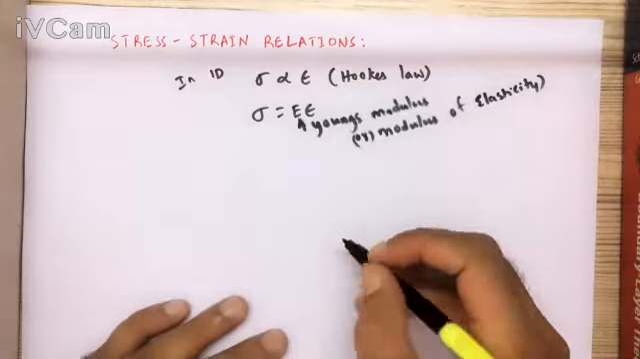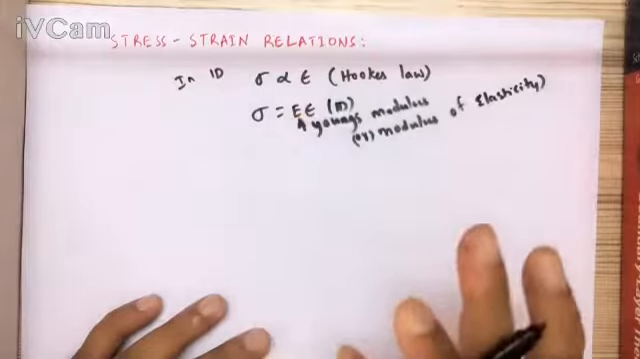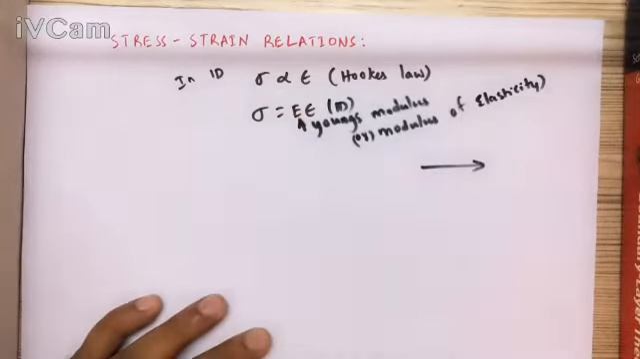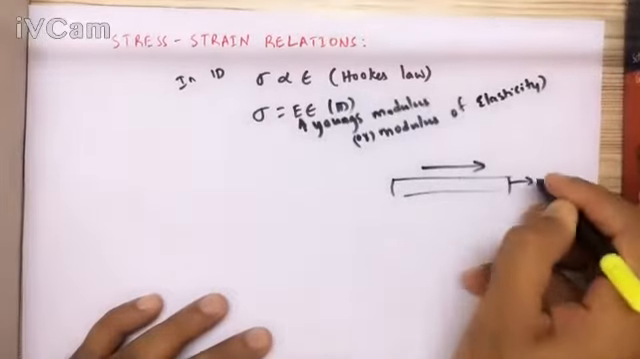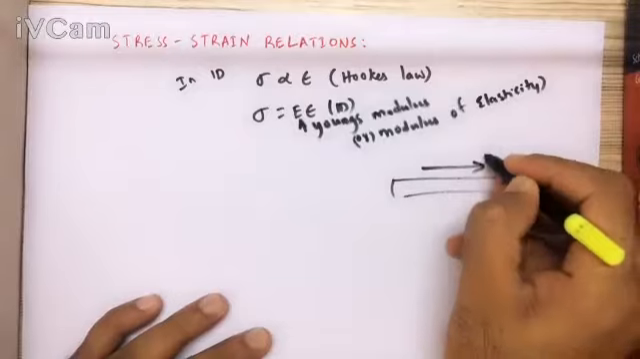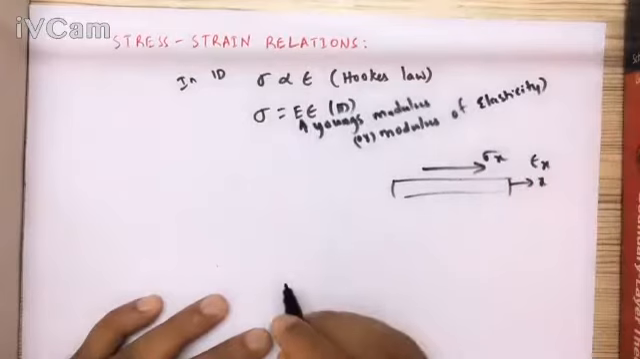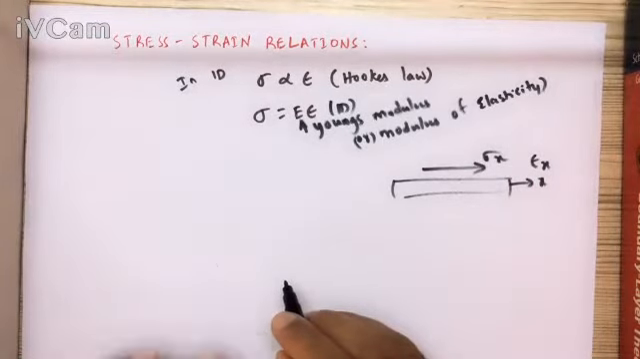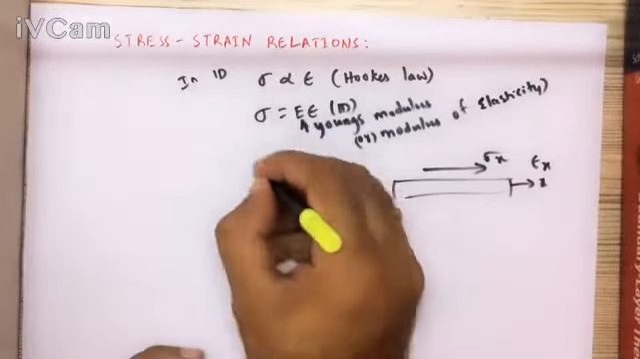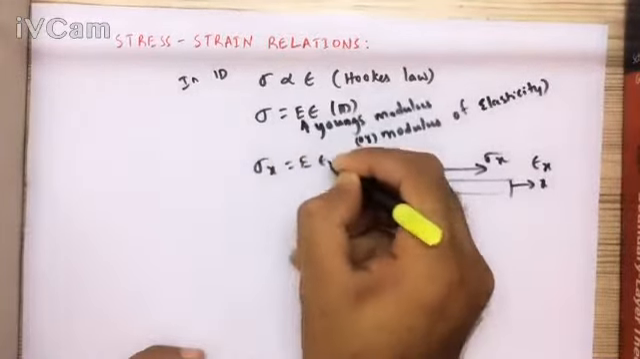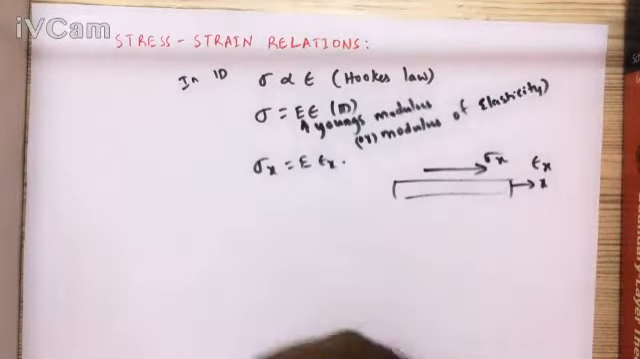Fine. Now this is for 1 dimension. Remember, this is for 1 dimension, because in 1 dimension you have only one direction. So if you have a simple bar like this, then stress will be in x direction. Let us say this is x direction, so this is sigma x. So corresponding to this stress, you will have strain denoted by epsilon x. Is that clear? So I can also write this as sigma x is equal to E into epsilon x, and this is only 1 dimension.